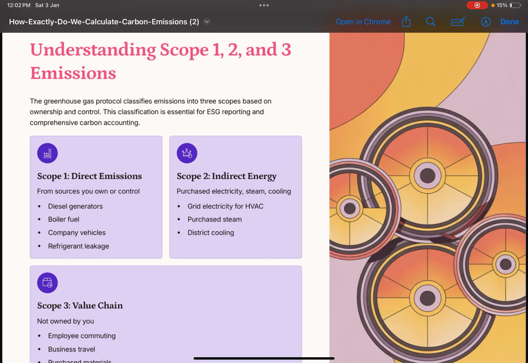So, we were discussing scope 1, scope 2, and scope 3 emissions, and we mentioned that the scope 1 emissions are the emissions from the sources which the company owns. Whereas in the scope 2, we talk about the emissions from the purchased electricity, purchased steam, or purchased cooling, while the scope 3 emissions are the emissions arising from the entire value chain.